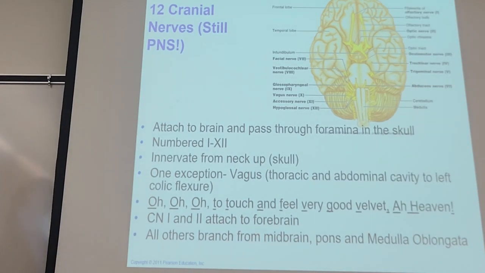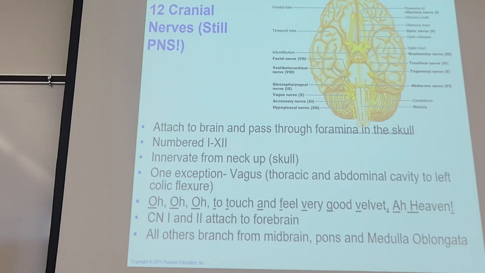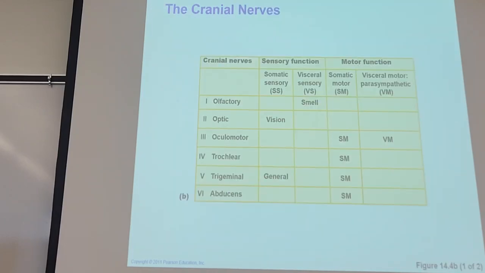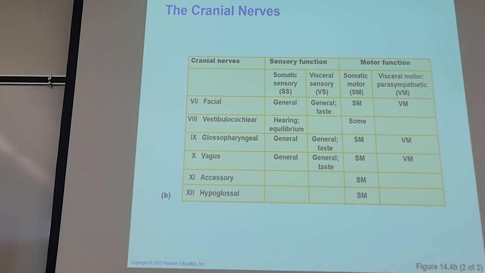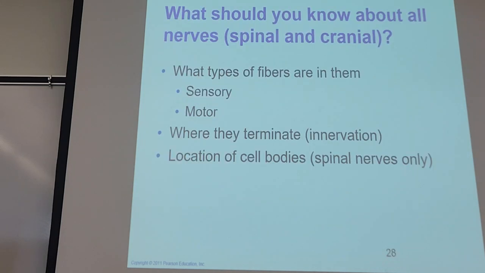We know we have 12 of them, and we know that most of them pass through some sort of hole that we talked about in the skeletal system. These charts I'm not holding you responsible for. This is just an overview of what the function of each of the cranial nerves is. So if you like chart form, if this helps you understand the information, by all means utilize this. But I'm not going to lecture off of these pictures. This is just for your reference.